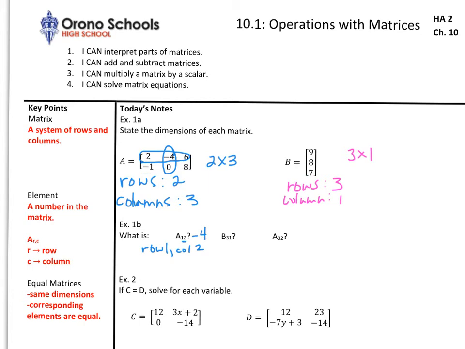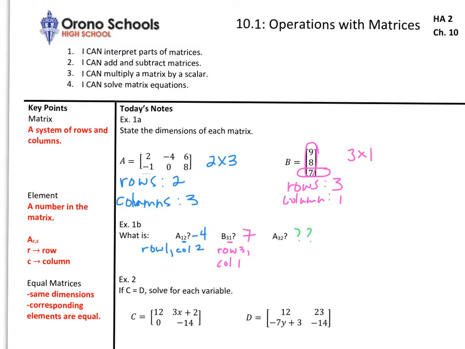How about B 3, 1? So that little subset down below means we're in row 3 and column 1. Well, row 3 is that bottom row, and there's only one column, so then that's going to be 7. You guys try the last one, A 3, 2. Can you tell me the element in that location? How many of you found that to not be possible?